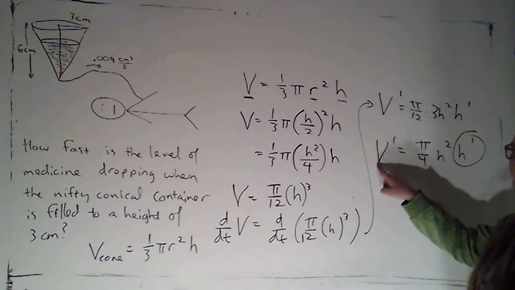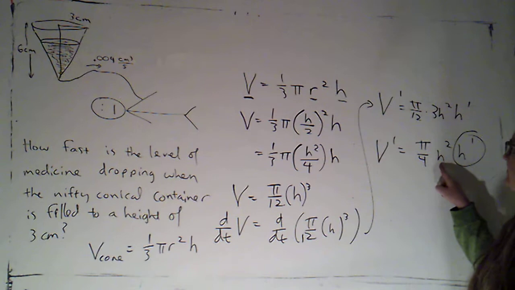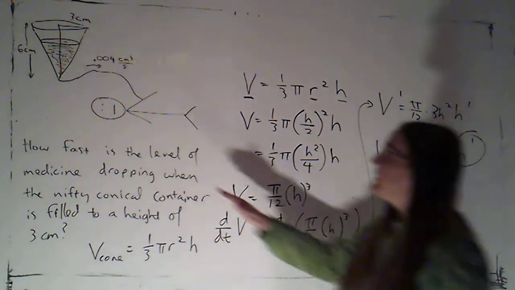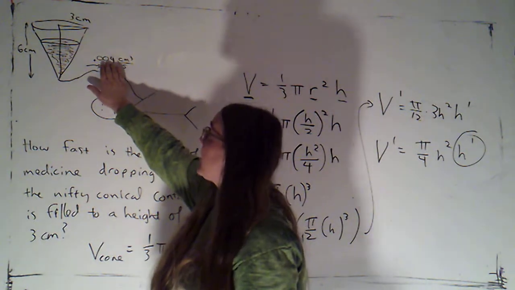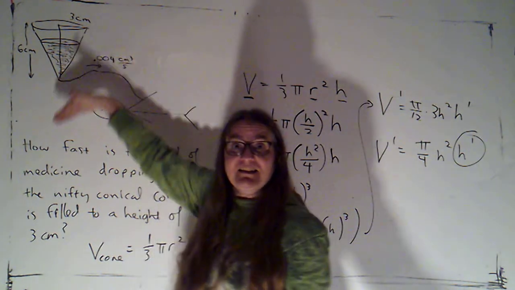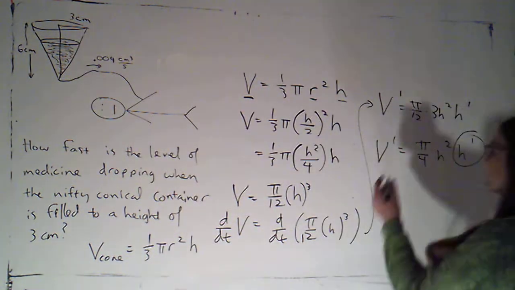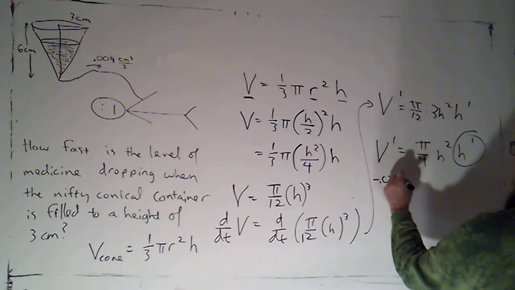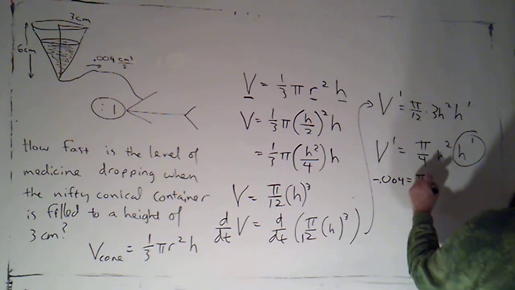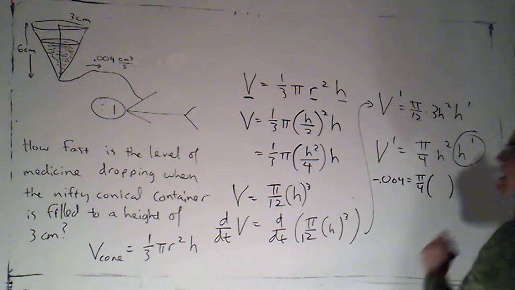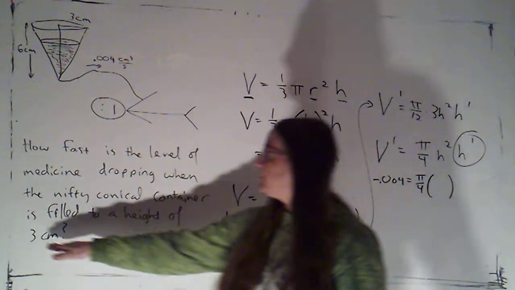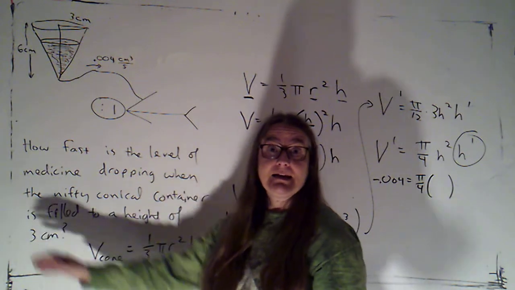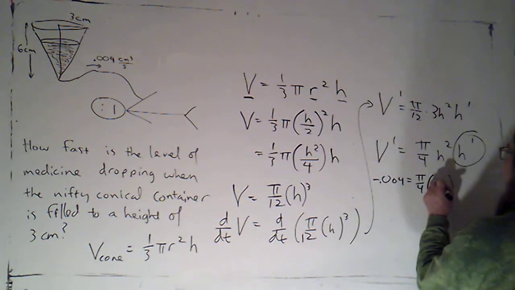We wanted to know h prime. We need to plug in for v prime and for h. V prime, 0.004 is the absolute value. And again, in this problem, the volume of medication in the container is decreasing. So that's going to be negative 0.004. And that's equal to pi over 4 times, we cared how fast this was dropping when the container was filled to a height of 3.